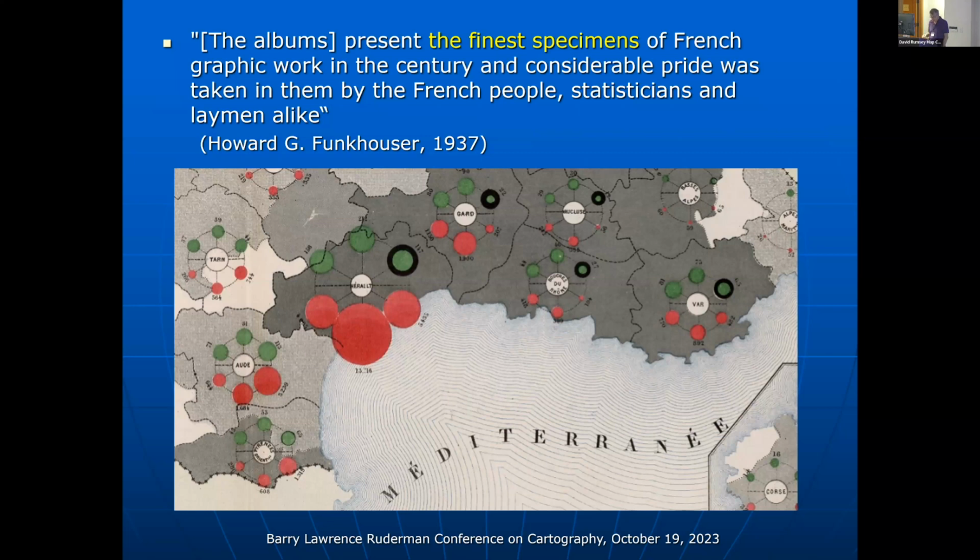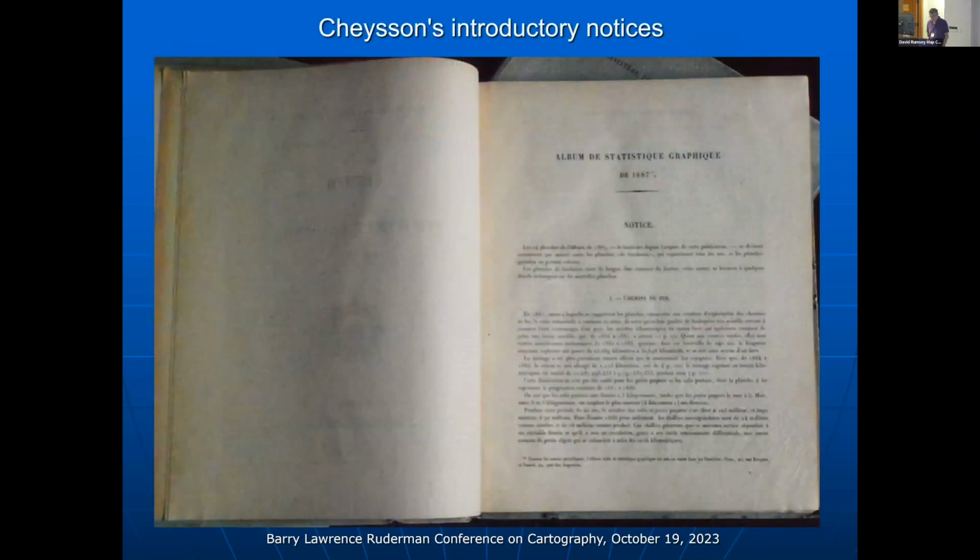I'll be using sources relating to the albums' circulation, but also their introductory texts written by Cheysson. These forewords, ranging from half a page to 17 pages, accompany all volumes of the series, with the exception of the last. At first glance, they are purely descriptive, but they also reveal implicit theoretical positions.